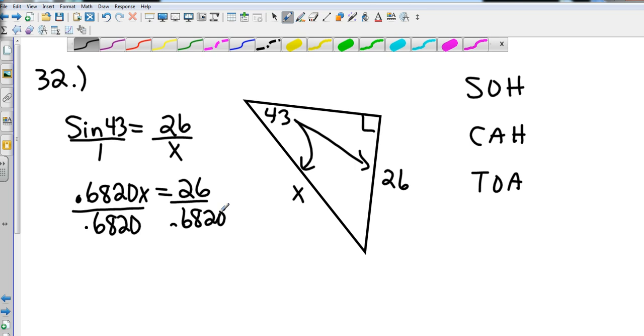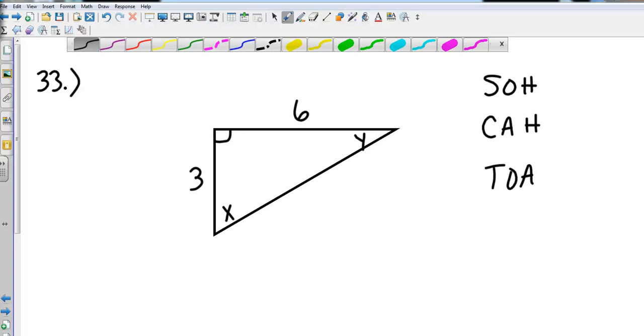And that's going to give me 26 divided by 0.6820 equals, that comes out to be approximately 38.1. Okay, so there's a little sine, cosine, and tangent. My guess is on number 33, we're going to find x and y. All right, let's get on to number 33.